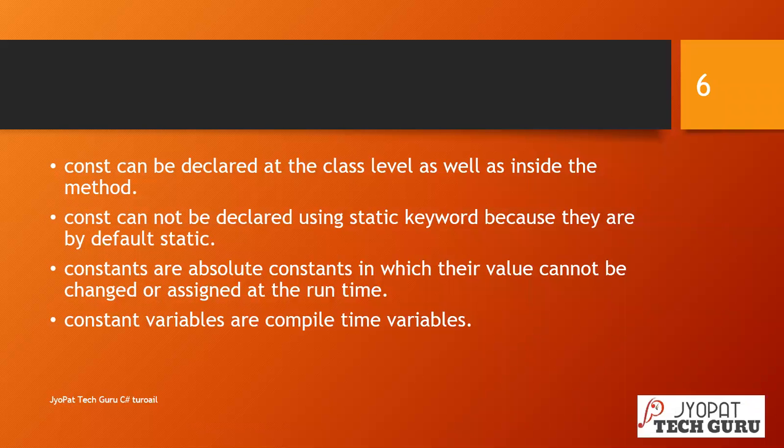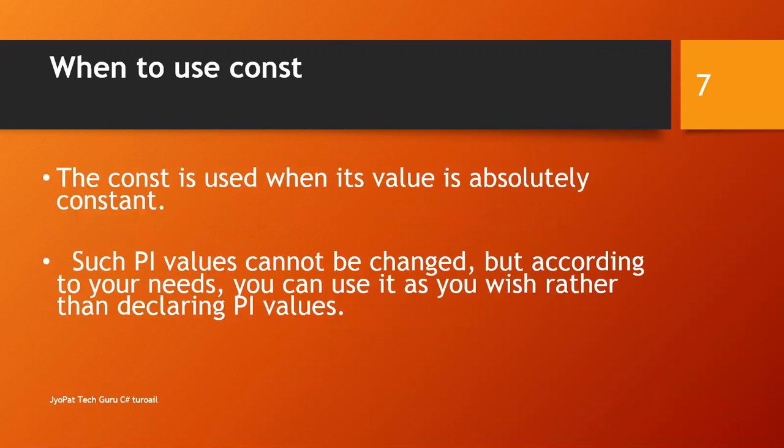constant can be declared at the class level as well as inside the method. Constant cannot be declared using the static keyword because by default it is already static. And constants are absolute constants. You cannot keep on changing the value, that too during runtime. Constant variables are compile time variables. You have seen the same discussion within the program also.